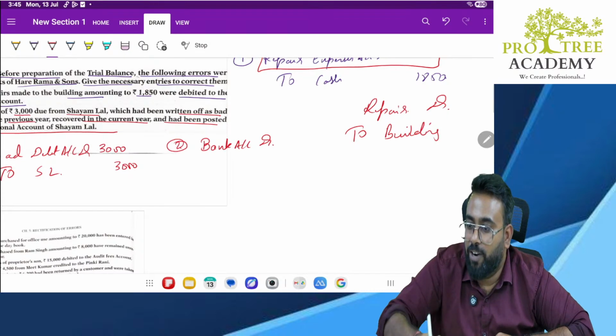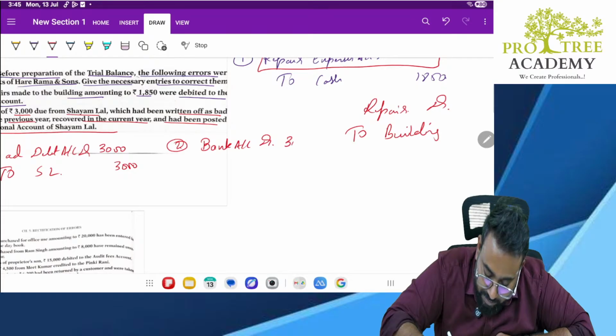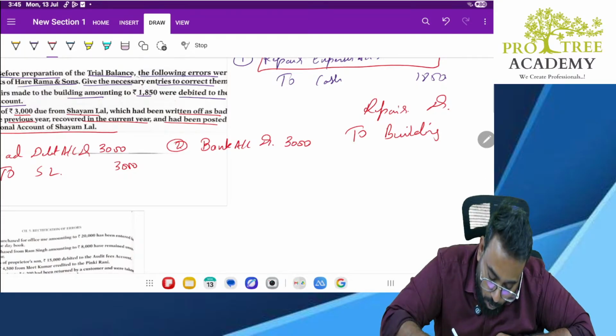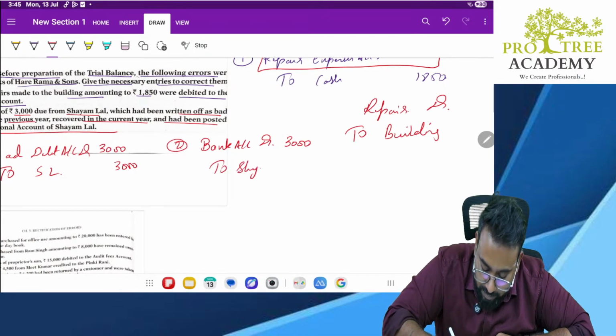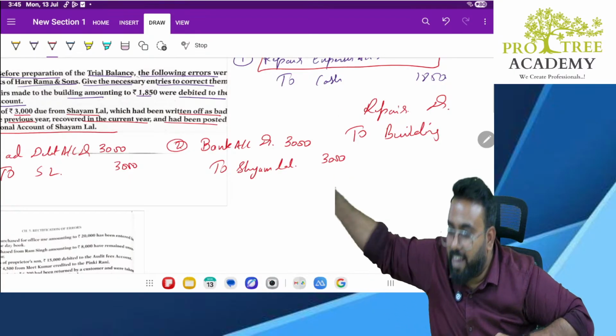Correct or no? Recovered, no, first money we will receive, no. Bank account we have received. Bank balance goes up, so it will be debit. How much? 2. This is the entry they have recorded.